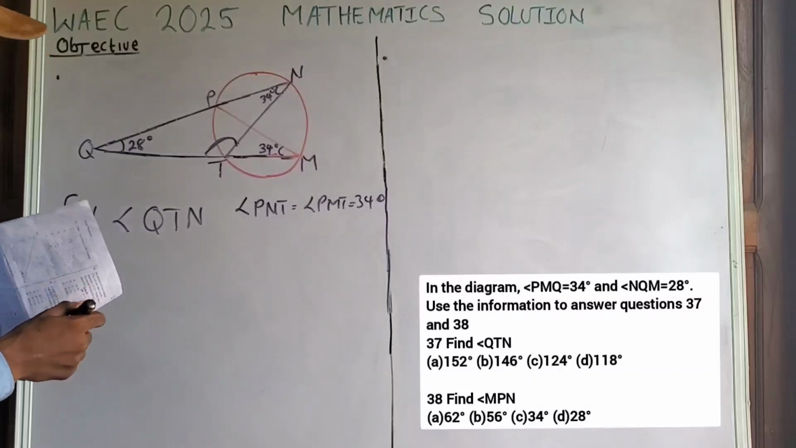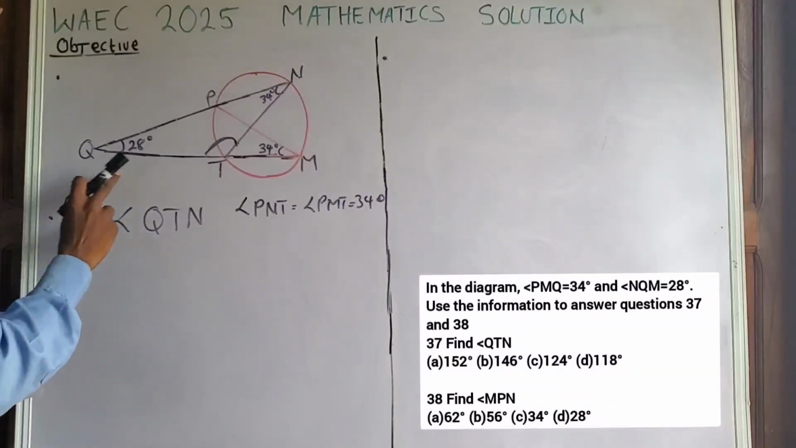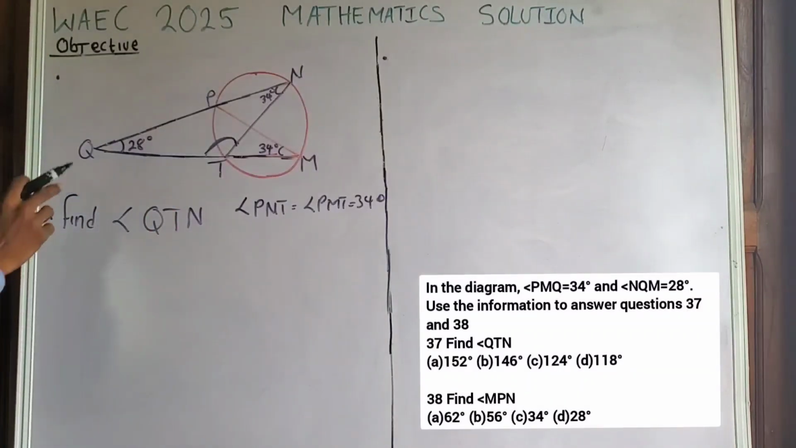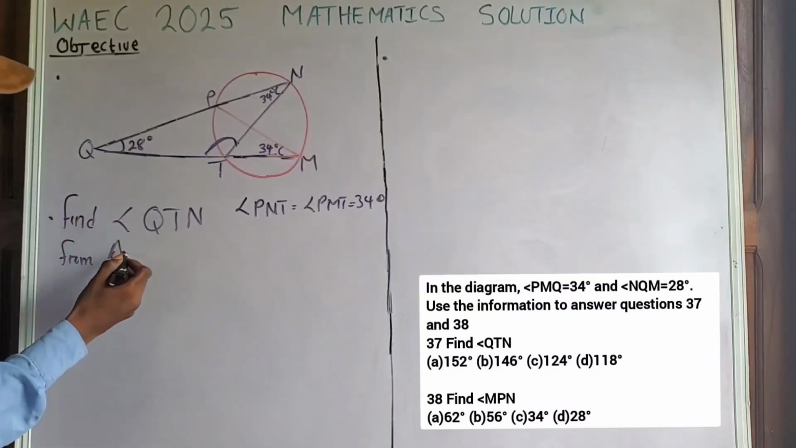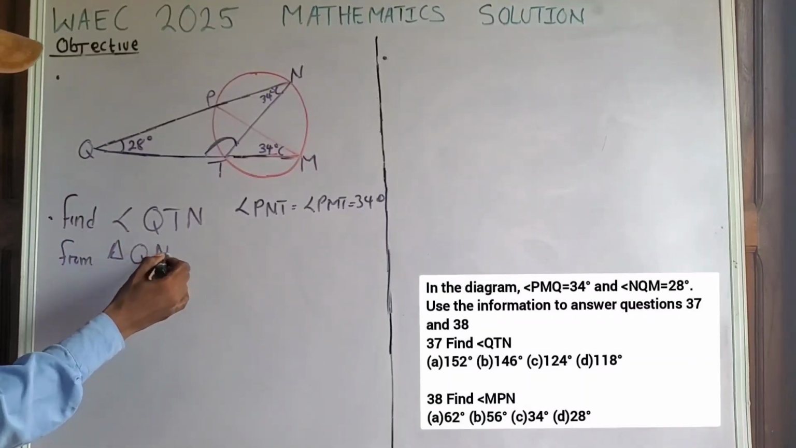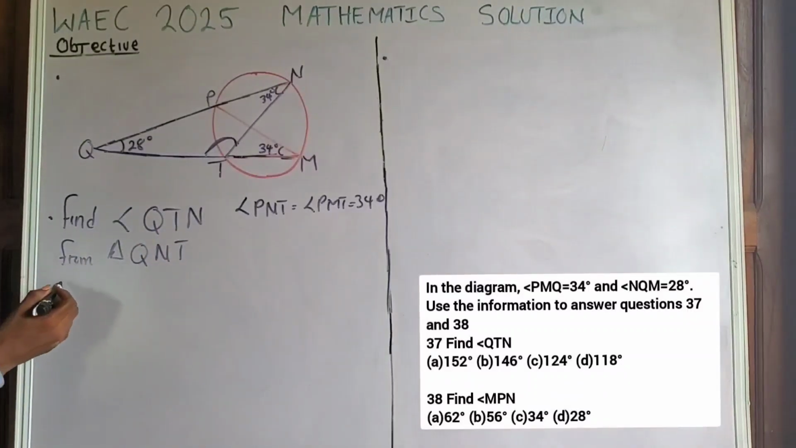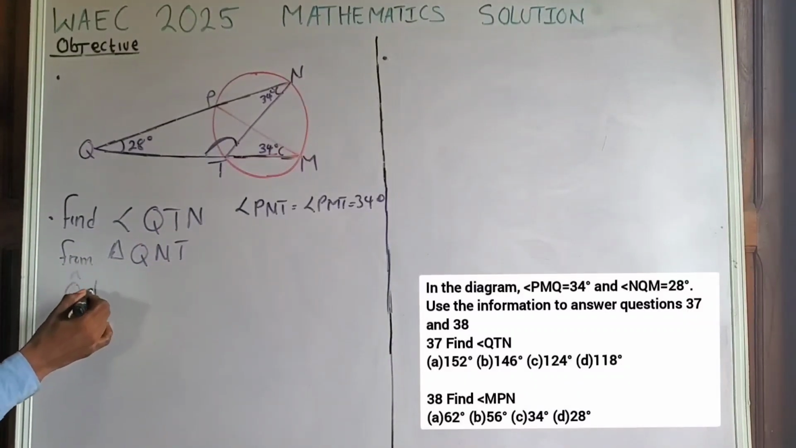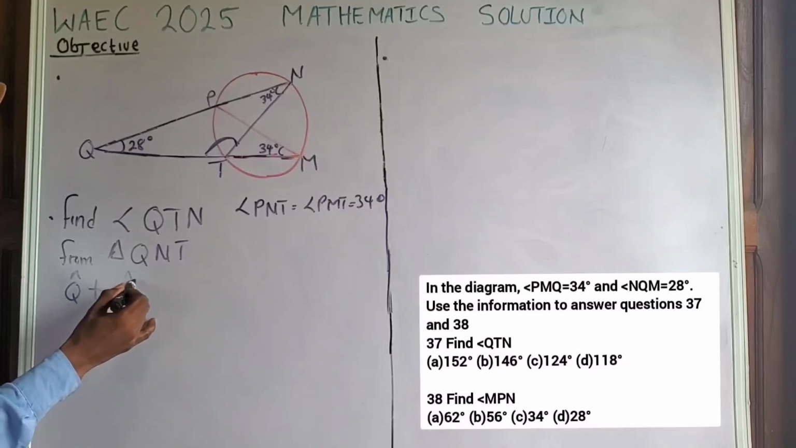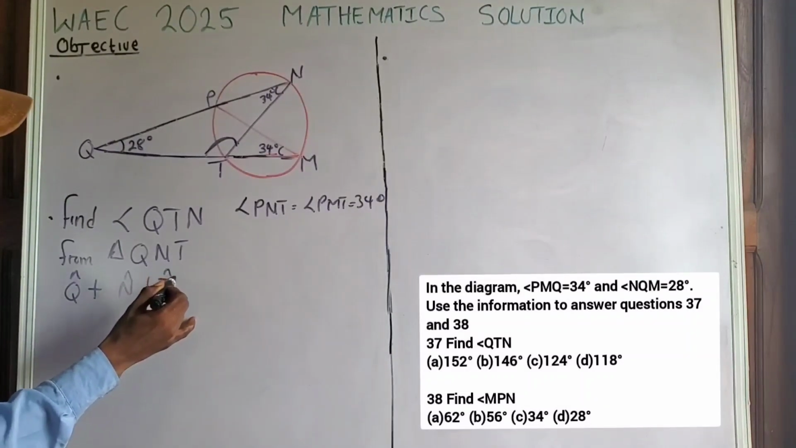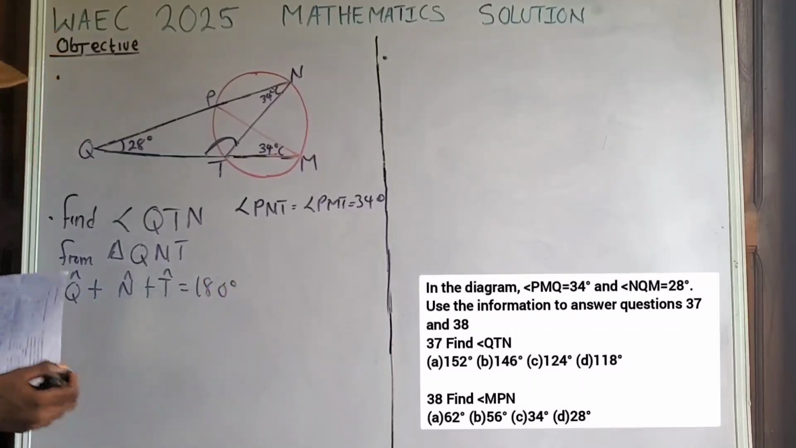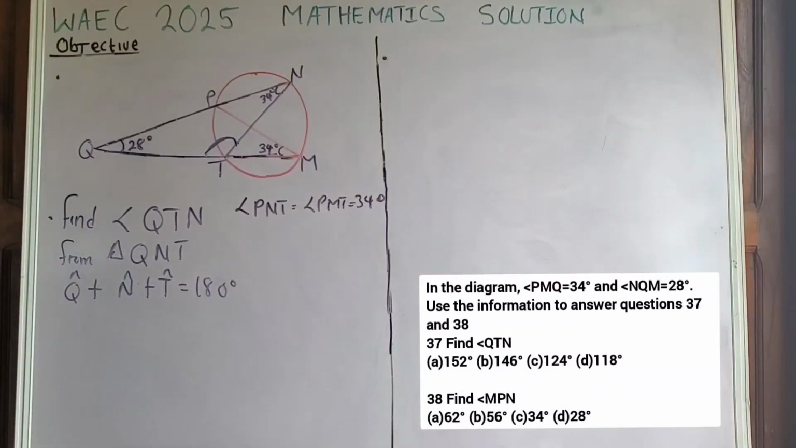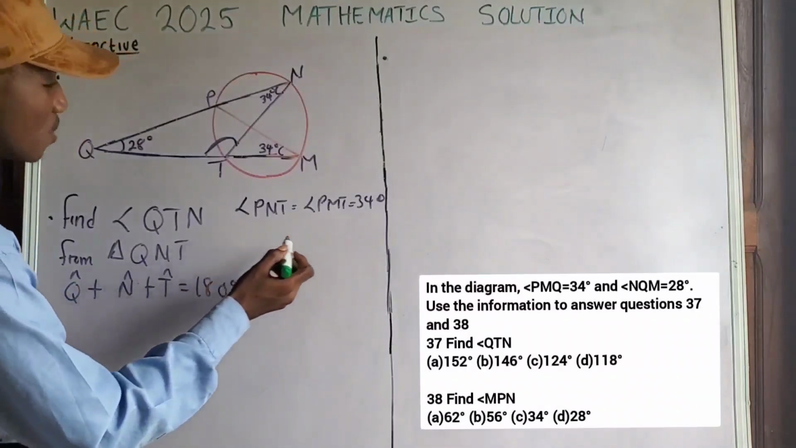Now, having gotten that, we can easily get the value of angle QTN from triangle QNT. Angle Q plus angle N plus angle T equals 180 degrees, the sum of angles in a triangle. Let me draw out the triangle for you so as to help you to understand the concept. This is the triangle that I'm talking about.